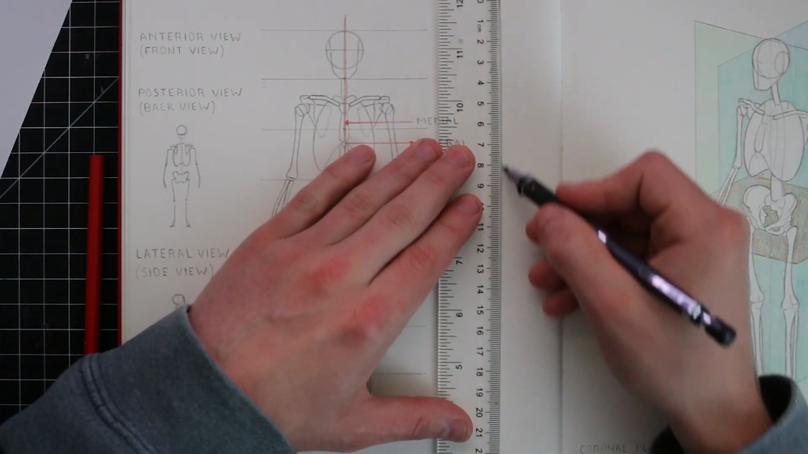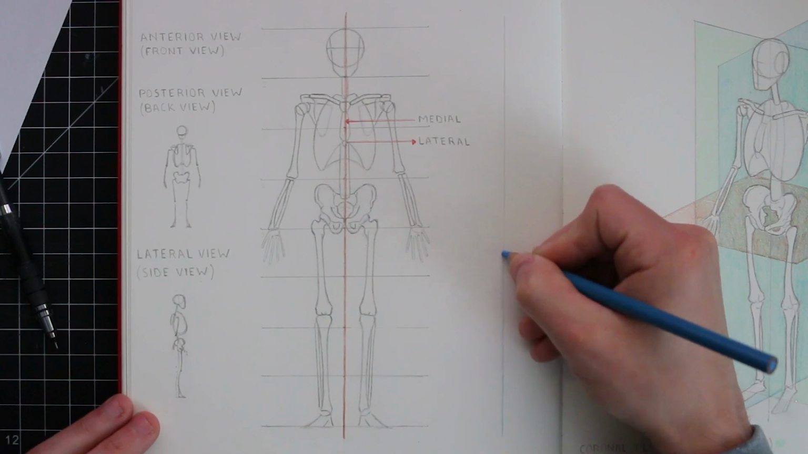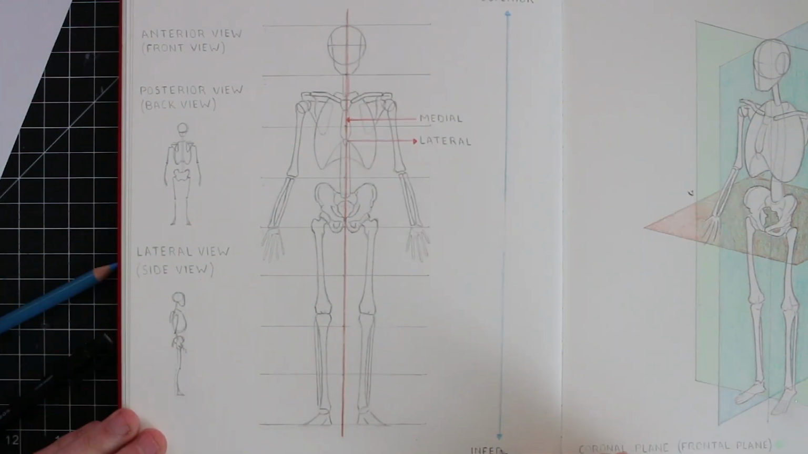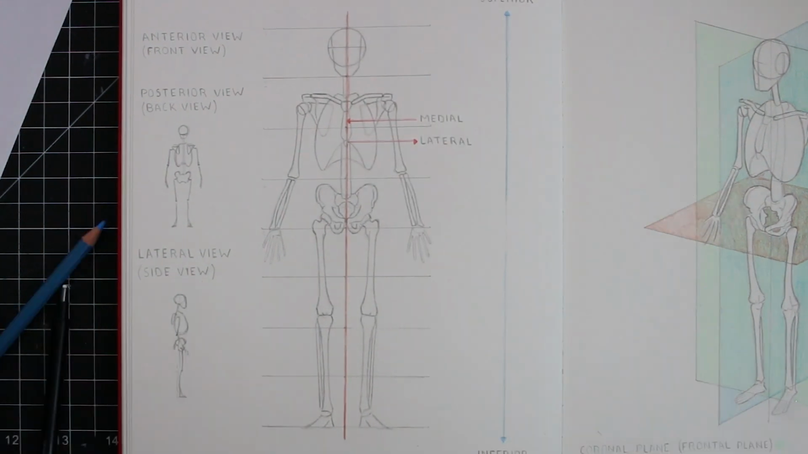Next, we have superior and inferior, which is equivalent to above and below. If something is towards the head and upper part of a structure, it's referred to as superior. A superior view would be looking at the figure from above. And so the opposite of this, as you might have guessed, is inferior. This is towards the lower part of the structure. An inferior view would be looking at the body from below.